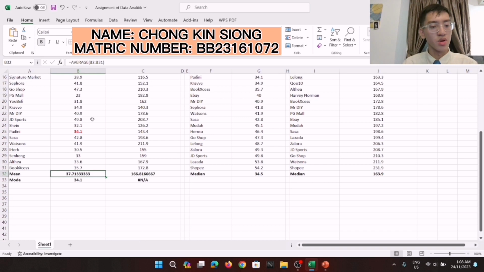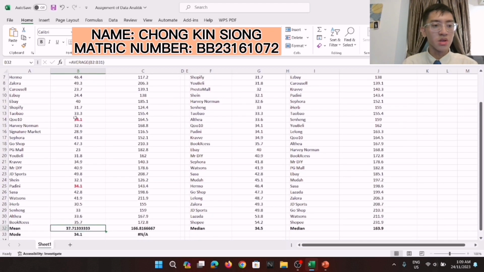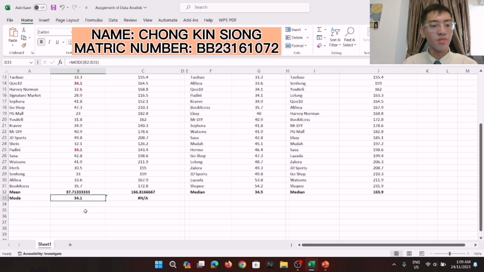So the second one is mode. What is mode? Mode is the most frequently occurring value in a data set. So as you can see in the number of visits in million, they have 34.1 occurring at the same time. So the mode is 34.1.